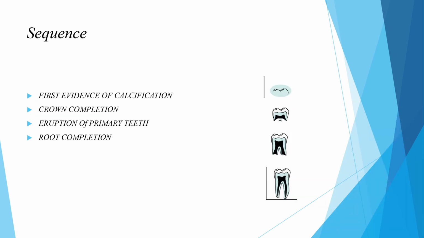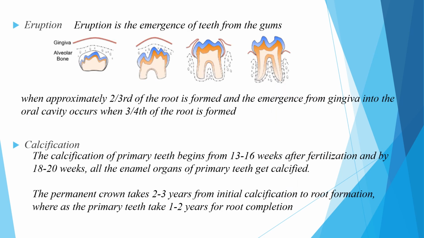Let's see about the sequence of eruption. First, evidence of calcification will happen, then crown completion, and finally there will be the eruption of permanent teeth. After the eruption of permanent teeth, the root completion will happen, then shedding of primary teeth will occur, then eruption of primary permanent teeth. What is meant by eruption? Eruption is nothing but the emergence of teeth from the gums when approximately 2/3 of the root is formed, and the emergence from the gingiva into the oral cavity occurs when 3/4 of the root is formed.